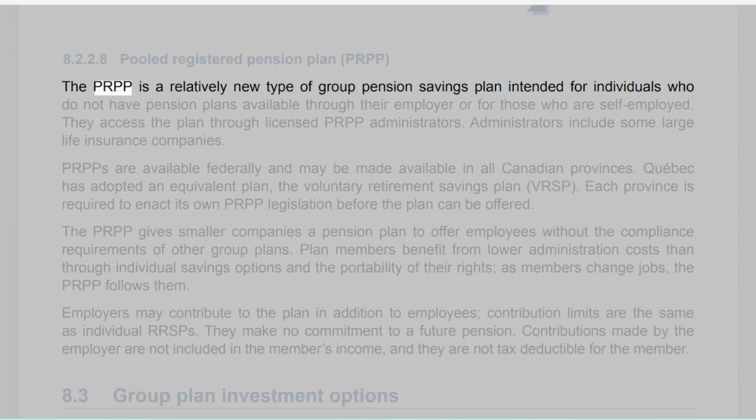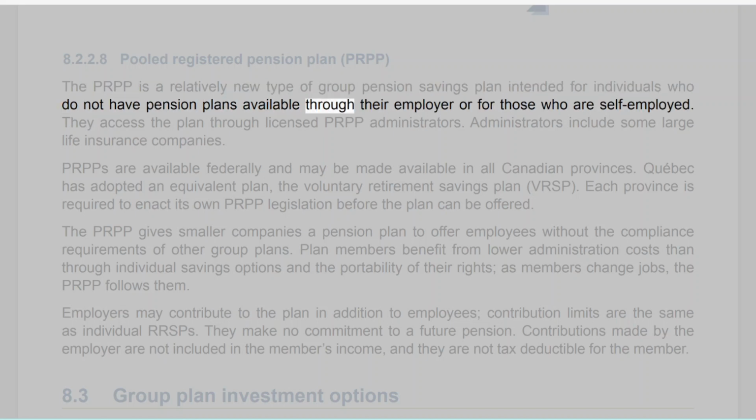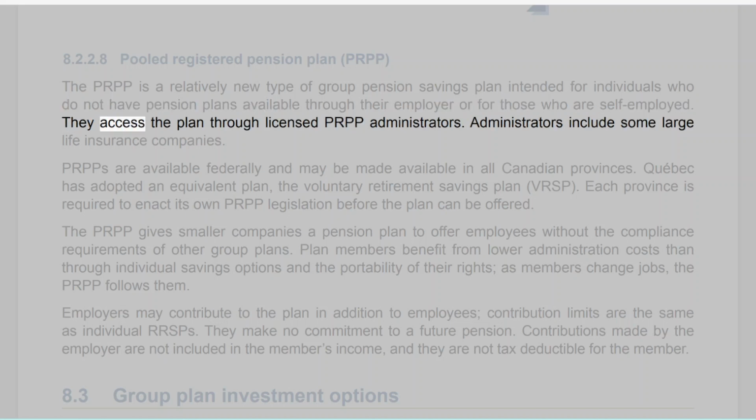The PRPP is a relatively new type of group pension savings plan intended for individuals who do not have pension plans available through their employer or for those who are self-employed. They access the plan through licensed PRPP administrators. Administrators include some large life insurance companies.